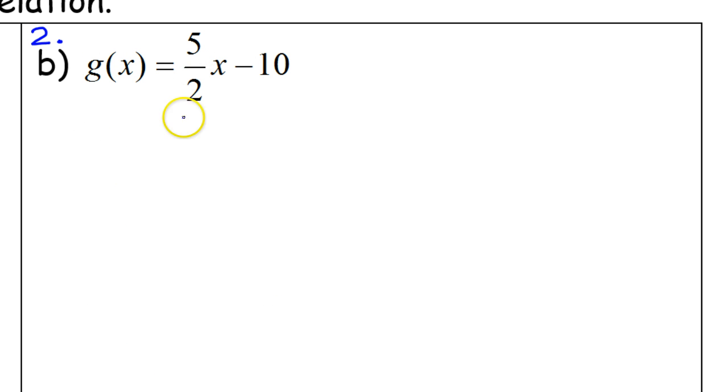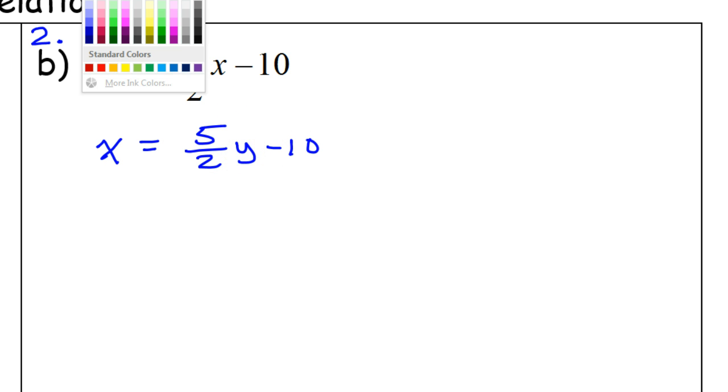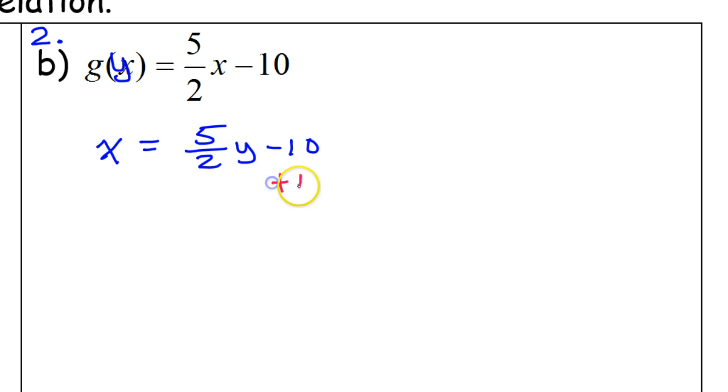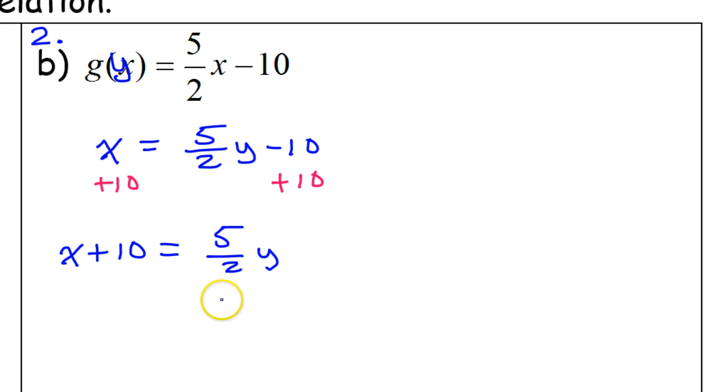Number 2b, same thing, we need to find the inverse. So this is like y. So first we switch x and y. So that would be x equals 5 over 2y minus 10. We switch x and y. Now we just have to solve for y. So your first move should be to add 10 to both sides. So that's going to give you x plus 10 is equal to 5 over 2y.